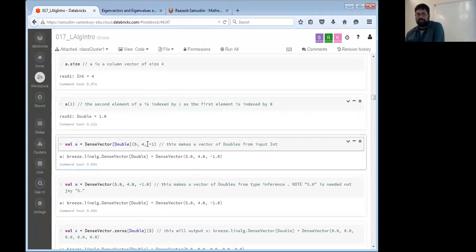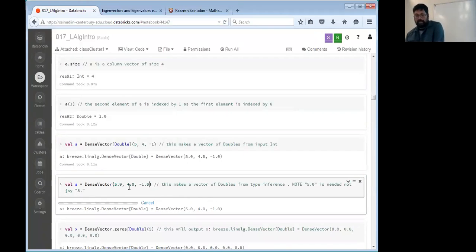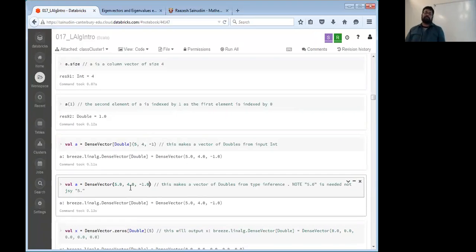So then we're going to look at typecasting. Now we're going to explicitly say the dense vectors are type Double. So now I can put integers here, 5, 4, minus 1. But because I explicitly said it should be Double, it'll cast it as Double. And of course, I can directly say 5.0, 4.0, and so on, and it'll then just infer the type to be Double because of the .0. So do you guys remember this from the first week, I think, the Scala crash course? Will this work?